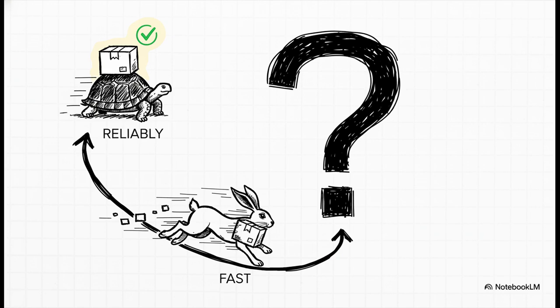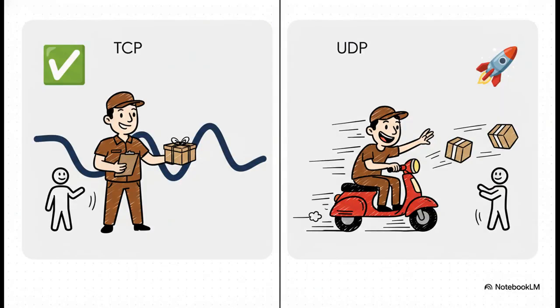Does this data need to get there perfectly, with every single piece checked and confirmed? Or does it just need to get there as fast as humanly possible, even if a few bits and pieces get lost along the way? The answer to that question determines which delivery method we're going to use. And that brings us to our 2 main players, TCP, the Transmission Control Protocol, and UDP, the User Datagram Protocol.